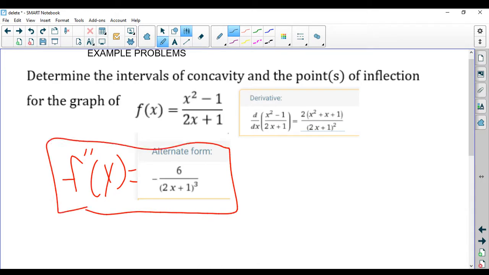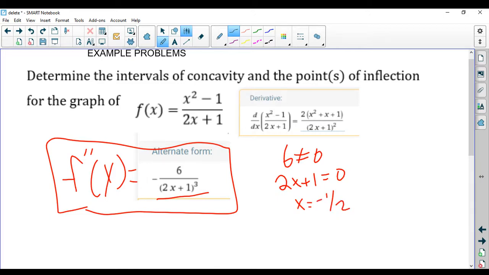And it is very simple. The second derivative never equals zero because 6 is on top and 6 doesn't equal zero. So there's no place where this equals zero. The bottom does equal zero where 2x plus 1 equals zero. And if you solve that, you get x equals negative 1/2.